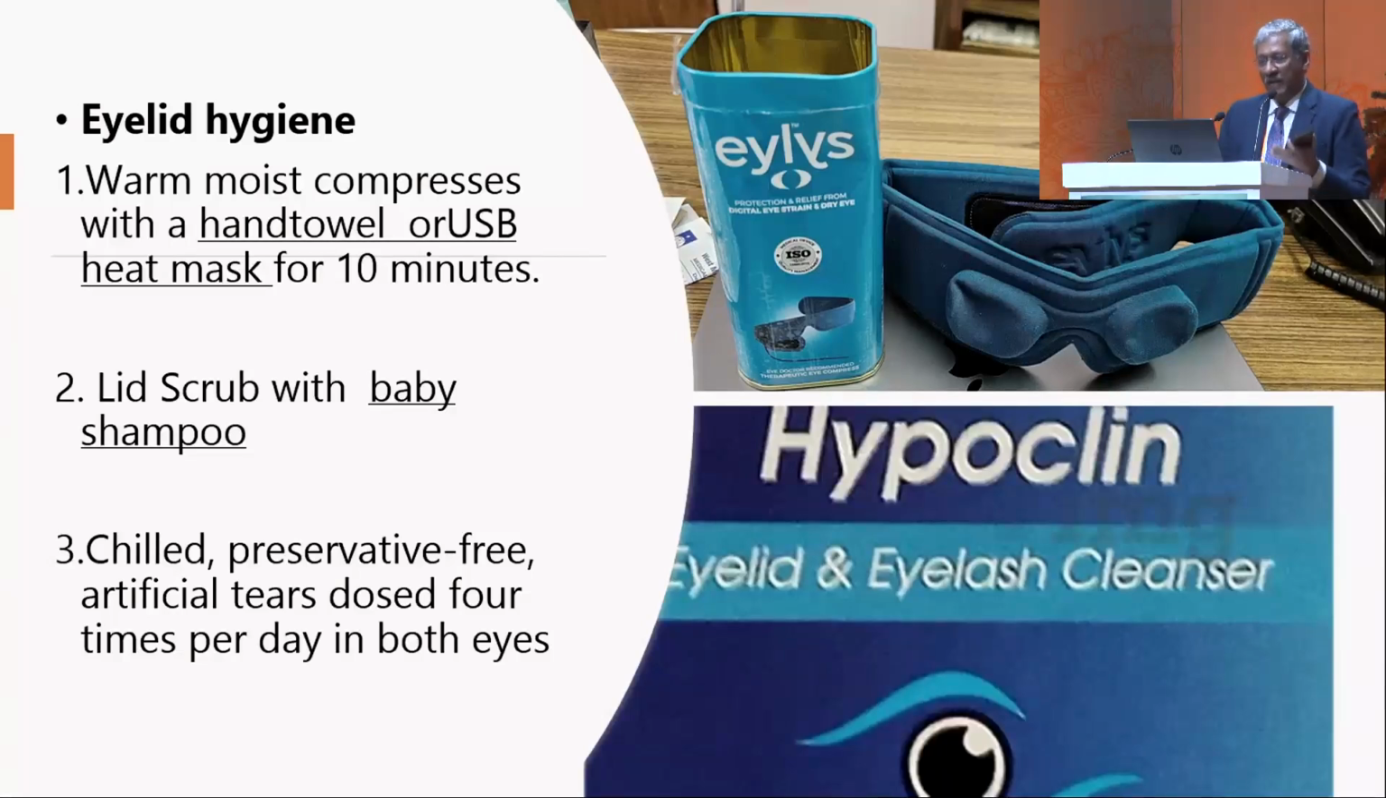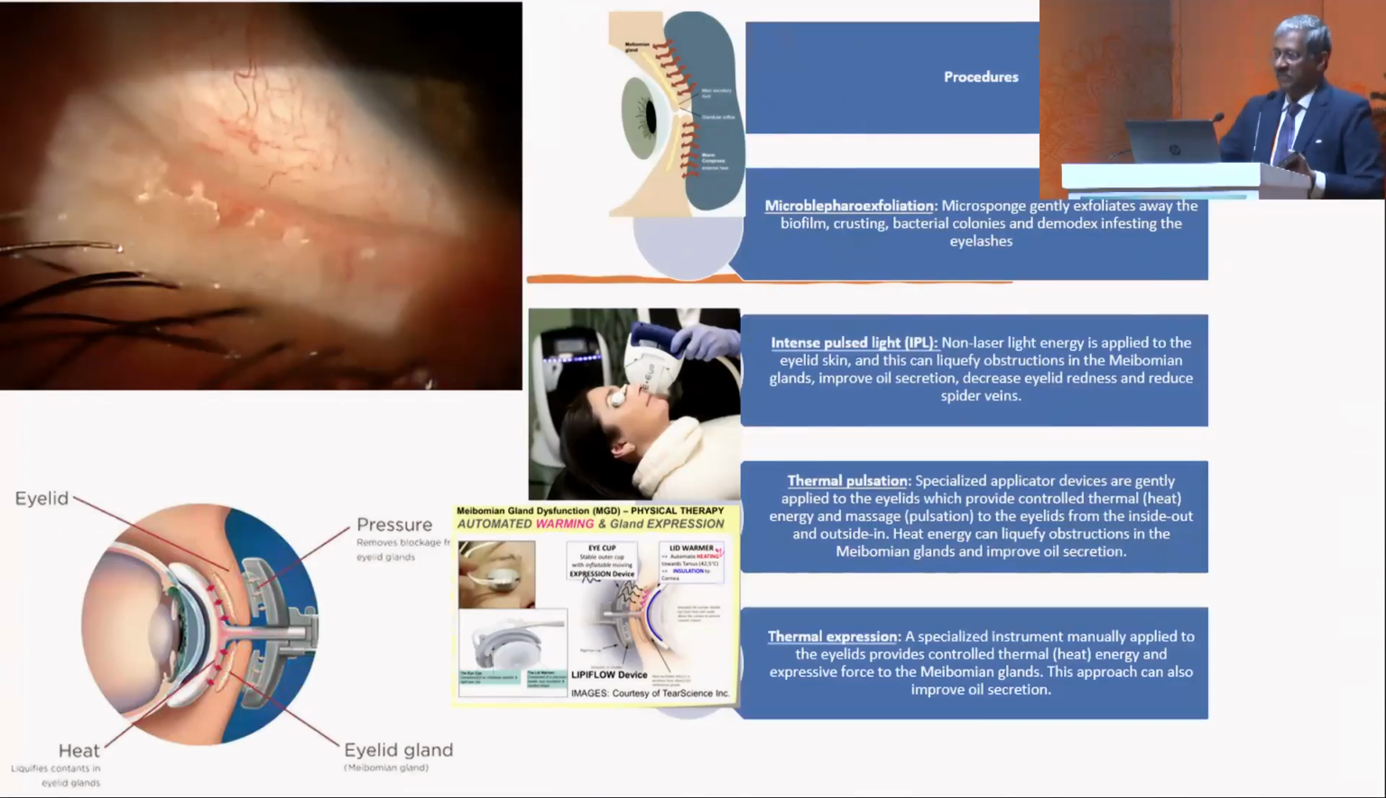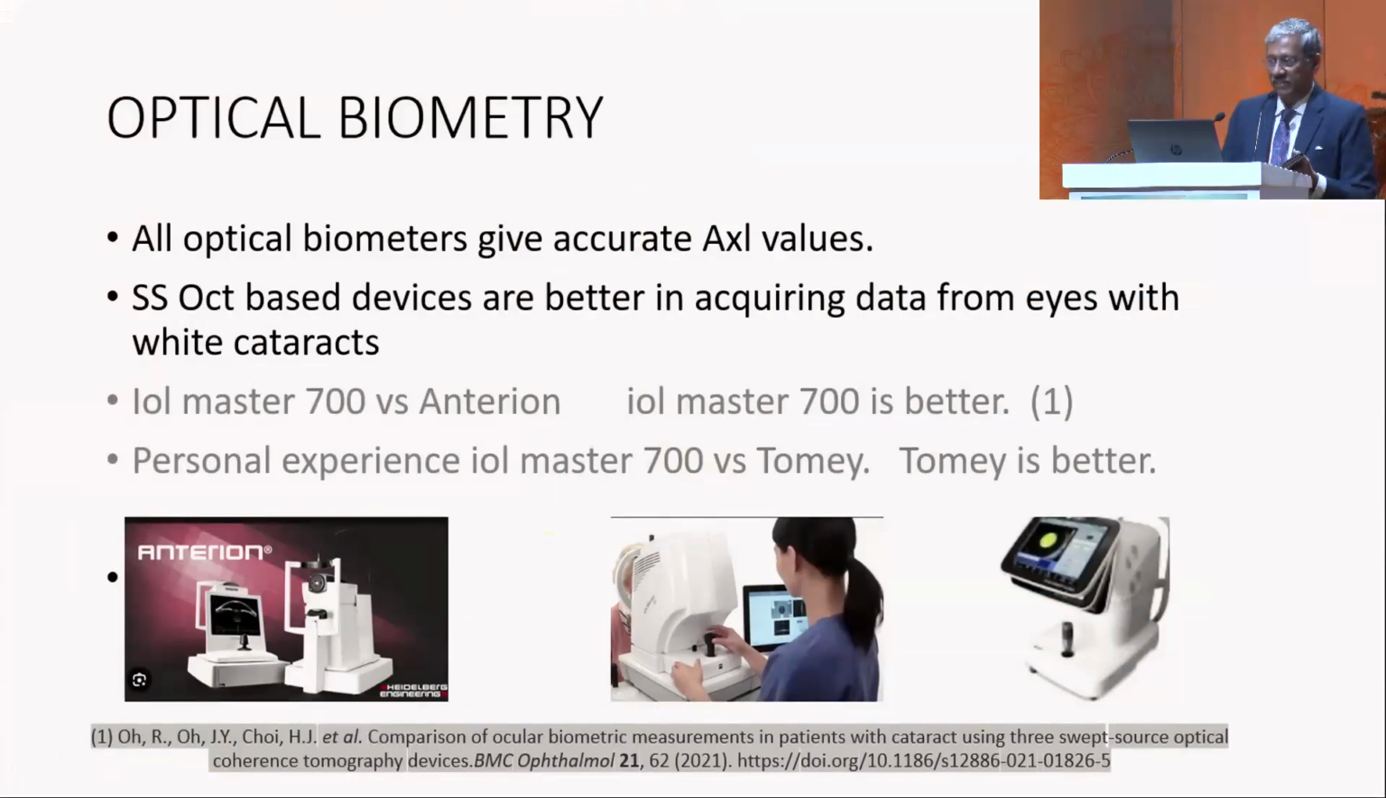We also had to do lid scrubs and use preservative-free artificial tears 4 times a day. We also have very high-tech options for this, like upgrading the lid margins, like intensive pulse therapy, like thermal pulsations. So we have high-tech options to optimize the corneal surface.